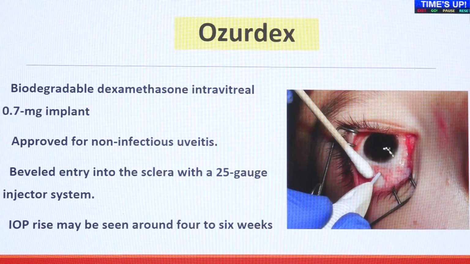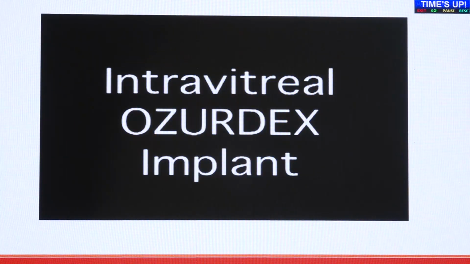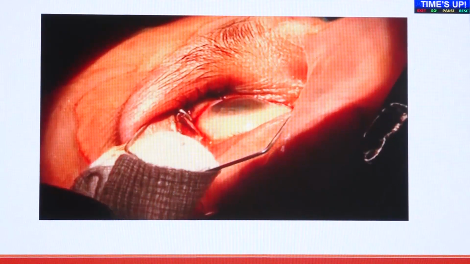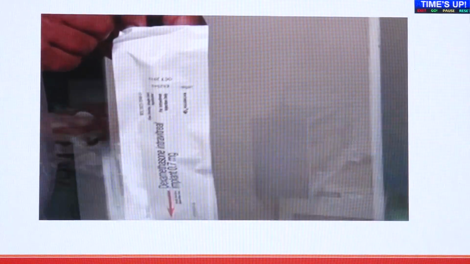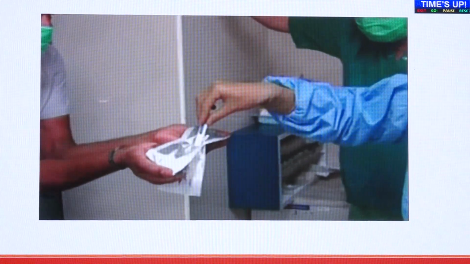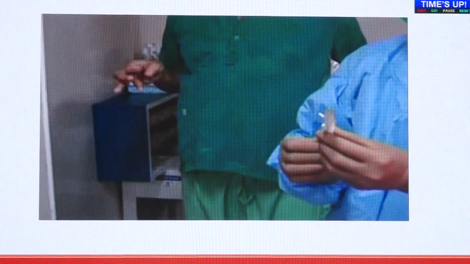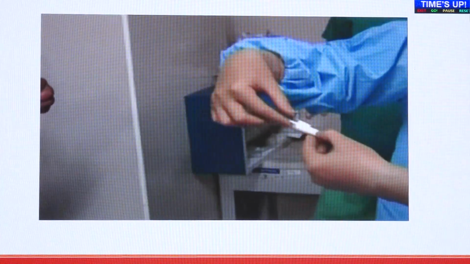Bevel entry into the sclera with a 25-gauge injector system. IOP rise may be seen around 4 to 6 weeks after. This is the Novadur system containing a polylactic-co-glycolic acid polymer, which slowly degrades into lactic acid and glycolic acid and disappears. This is a small video. The paper pack is removed, and the intravitreal injector system is taken up, and this has got a tab. The tab is broken, and just pull up the tab.